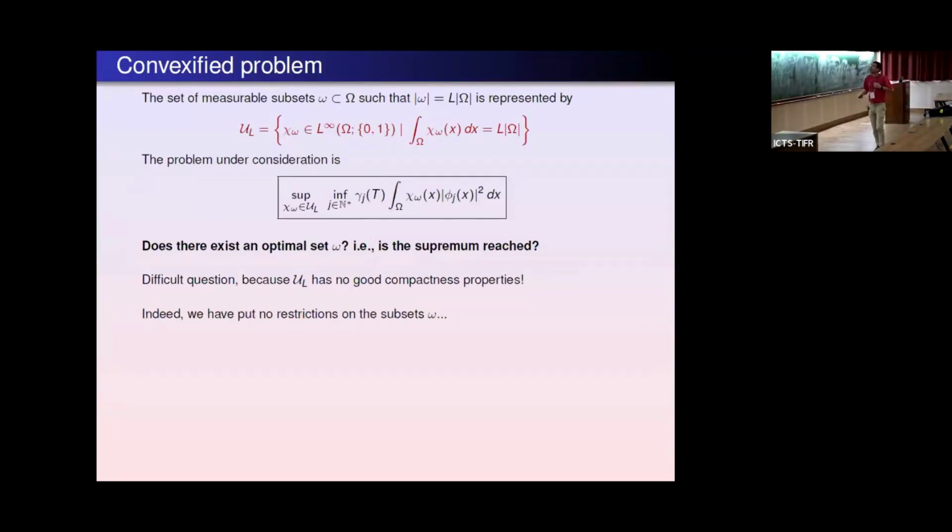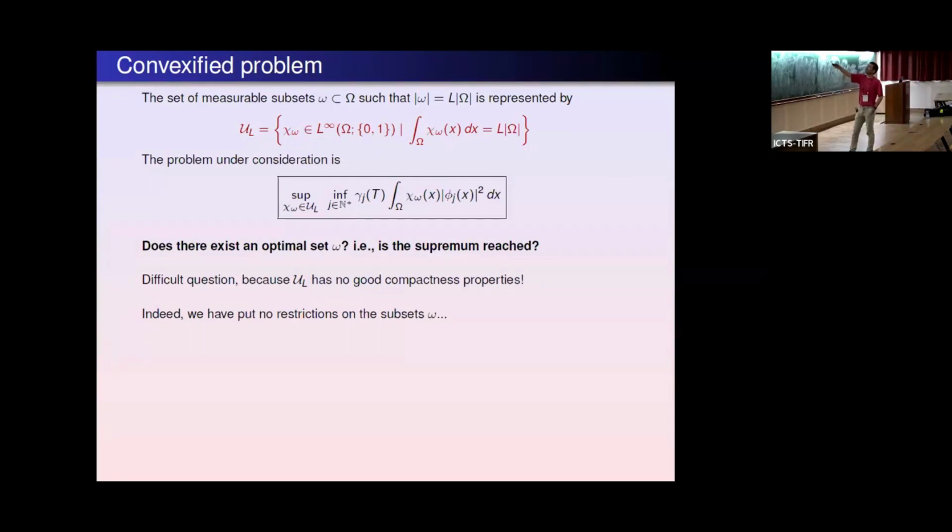So, first problem, which is difficult. You take this shape optimization problem, and you wonder whether there exists an optimal set. As I said, it is difficult because we do not have any good compactness properties. The set of unknowns is the set of all possible measurable subsets, small omega, that have a fixed Lebesgue measure. This is what I denote by capital U sub L, right? This is the set of unknowns.